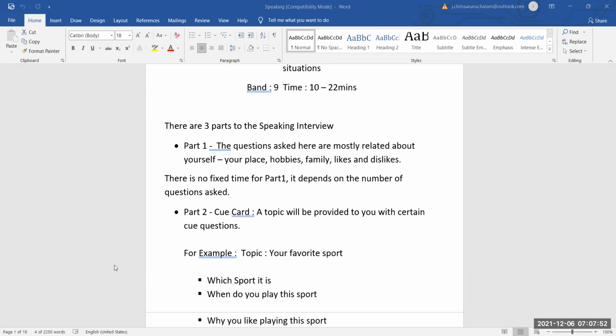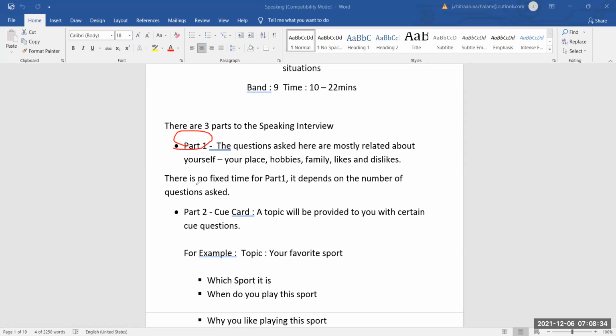What are the parts that are there in the speaking interview? First one is personal details. The questions asked here are mostly about yourself, about your place, about your hobbies, about your likes, about your dislikes, about your interests. So you will feel so comfortable in answering these questions. This is a kind of warm-up session, because you do not want to think much because all the questions are asked about you. So definitely you will feel so comfortable and motivated in answering these questions.